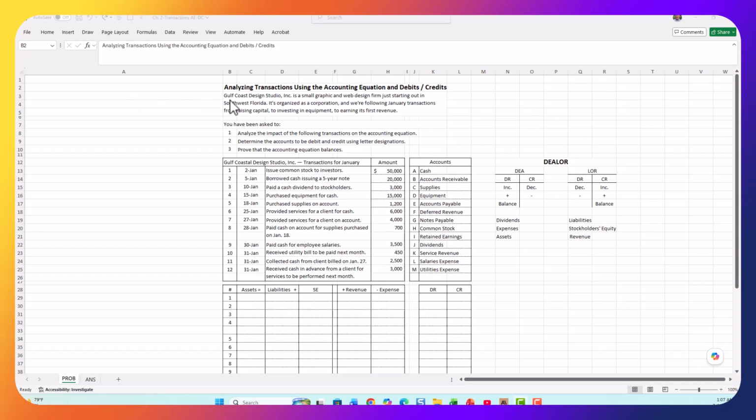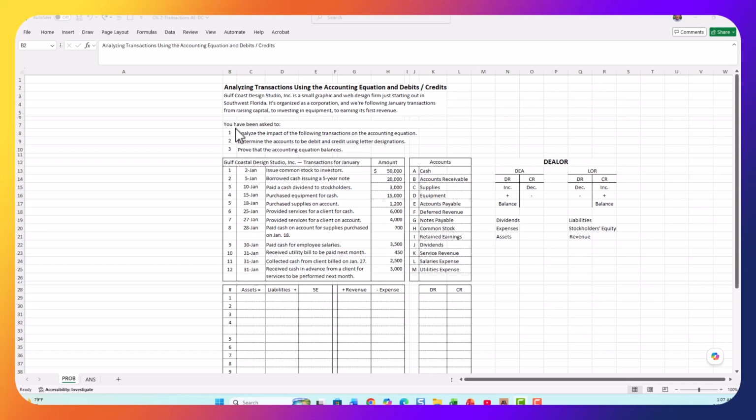Hello everyone, this video works through the Gulf Coastal Design Studio's January transactions. For each transaction, we will work out the effect on the accounting equation and identify which accounts get debited and credited using the letter codes on your worksheet. Once the analysis is complete, we will add up all columns and prove that the accounting equation is in balance, that assets equal liabilities plus stockholders' equity.